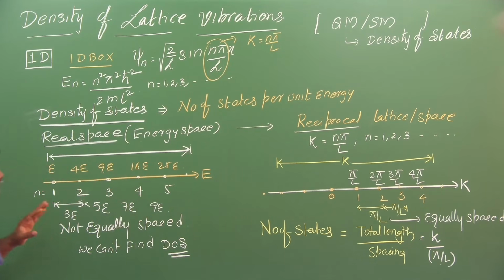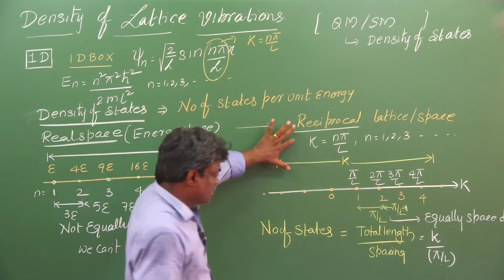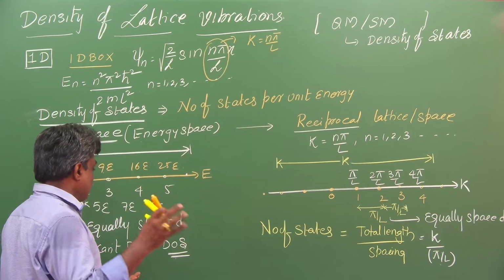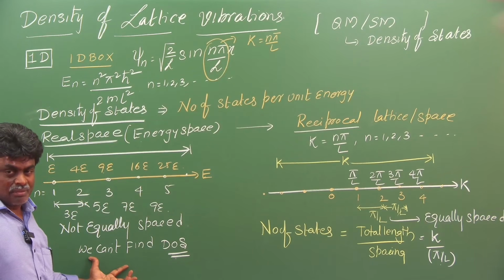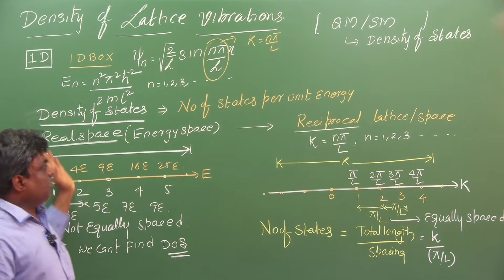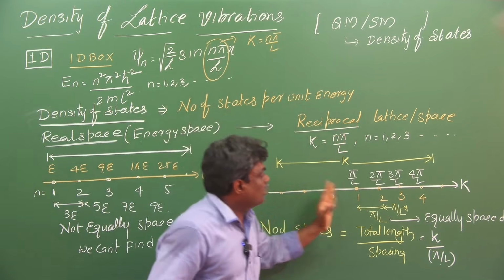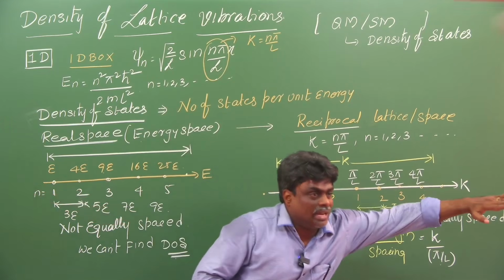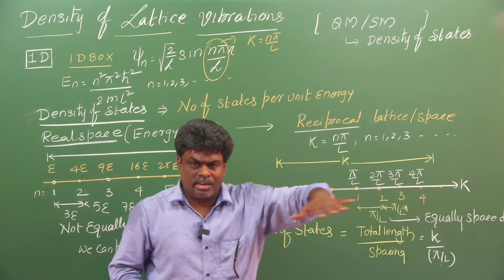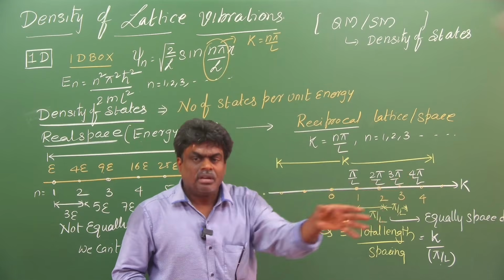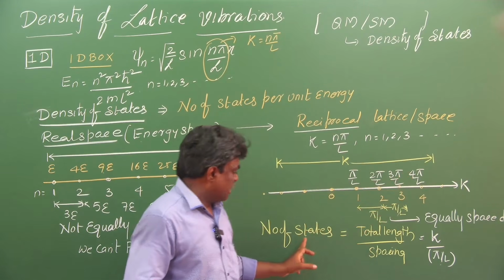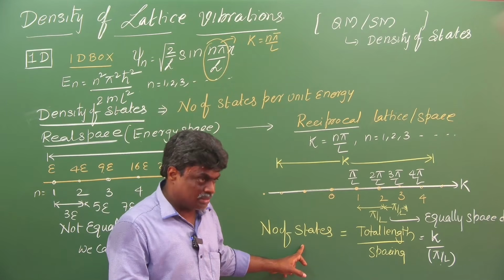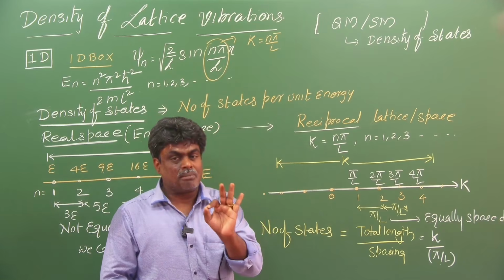I hope everybody understands the importance of the reciprocal lattice, because the energy spacing is not equal. That's why we can't find the number of states without counting. In reciprocal lattice space, all the points on the k axis are equally spaced. So if I take the total length of the k range and divide by the spacing, I will get the number of states. In StatMech we use the word number of states; in SSP we use the number of lattice points.